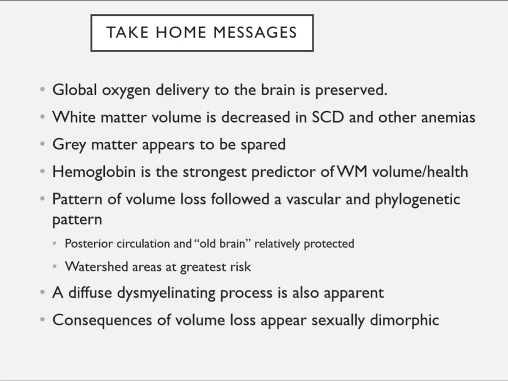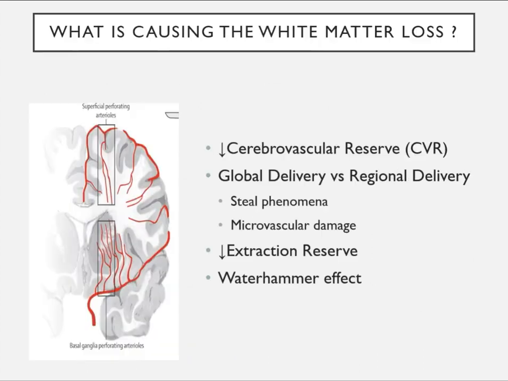So the take-home message here is our global oxygen delivery to the brain is normal. There's a reciprocal increase in flow that preserves oxygen delivery to the brain. Despite this, we have evidence both of volume loss in the deep structures, sparing of the white matter, and a weird pan-white matter demyelinating process. And the posterior circulation of the brain, or the old brain, seems to be relatively preserved. And the functional consequences appear to be sexually dimorphic. And this has been shown in sickle cell disease. Males definitely have worse neurocognitive outcomes than females.